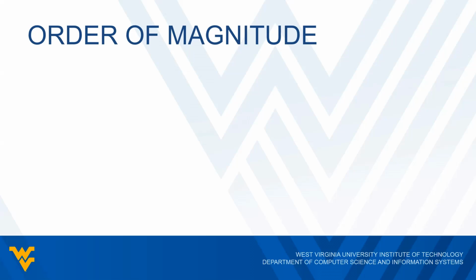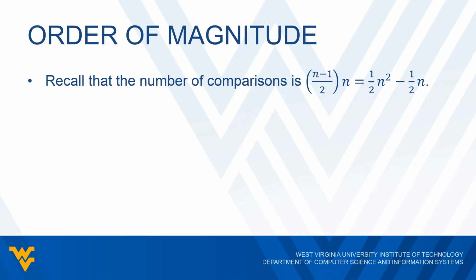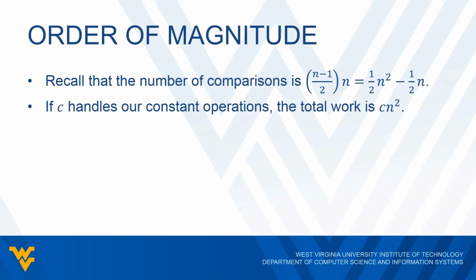Now we can ask ourselves, what is the order of magnitude for this algorithm? Let's take a look back at the number of comparisons. We said it was (n minus 1) over 2 times n, and that equals 1/2 n squared minus 1/2 n. If C handles all the constant operations like we did before, then the total work is Cn squared. Why is the work n squared and not n squared minus 1/2 n or something? That's because the main part of the number of comparisons is this 1/2 n squared, which is much larger than the minus 1/2 n.